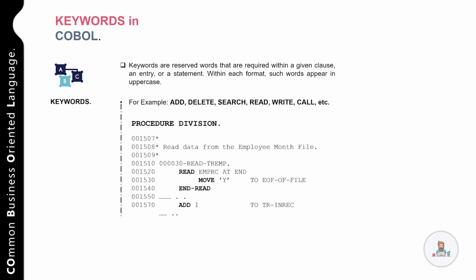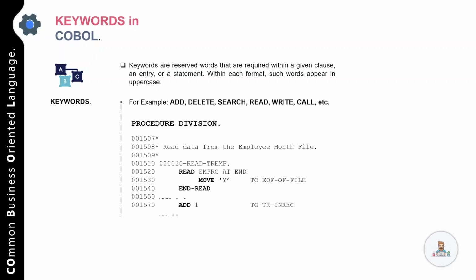Now let me showcase how exactly you can use these keywords along with other optional parameters to write your business logic. In the following example, you have procedure division, which is used to specify your business logic. In this case, we have a paragraph that is 0030-READ-TREMP, and it is reading data from a sequential file. And to read data, I've used the read statement. If you notice, read is a keyword.